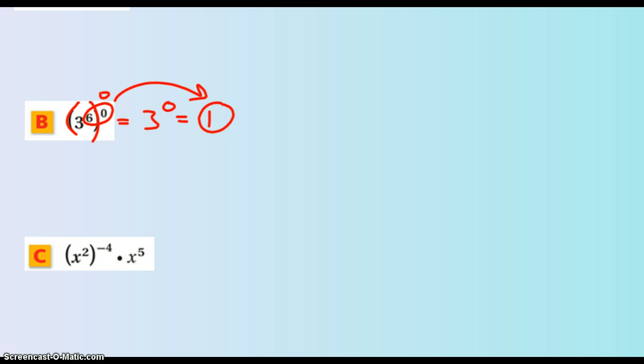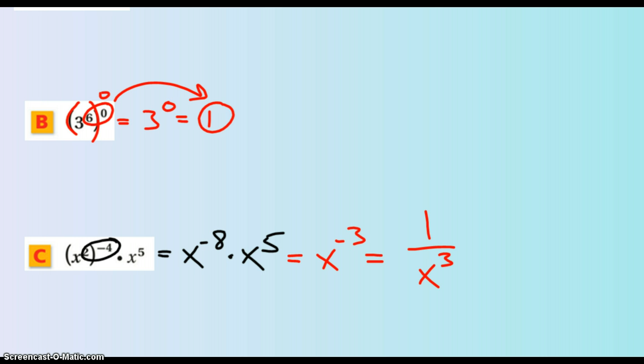Alright, let's check out letter C. We have x to the second all to the negative 4. So here's what I would do. I would take 2 times negative 4, and we get x to the negative 8th times x to the 5th. And now that I have the same base here, I can add negative 8 and 5 together using that multiplication rule with the same bases. X to the negative third, which equals 1 over x to the positive third. And there we go, that is simplified.